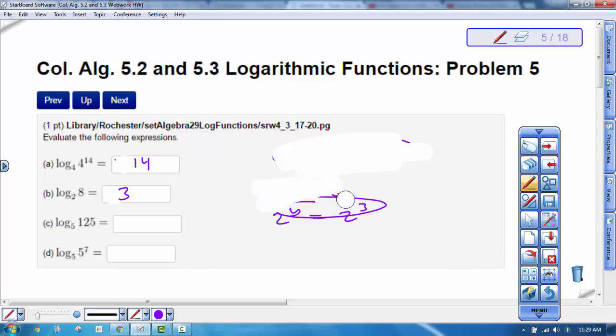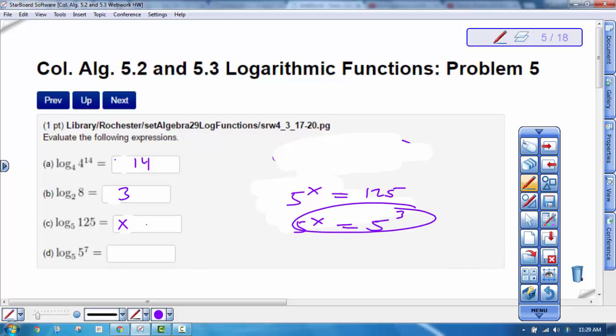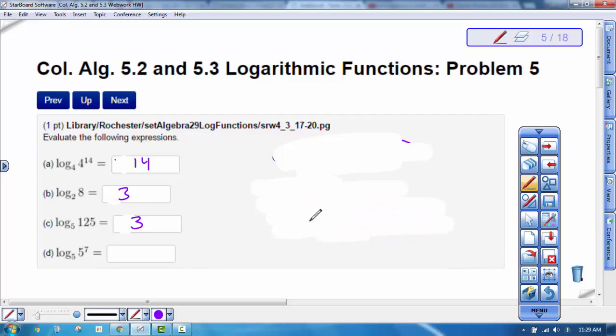All right, same thing for the next one. Call it equal to something like z. It doesn't matter, or x, whatever variable you want to use. You have 5 to the x equals 125 in exponential form, but 125 is just 5 cubed, so x is 3. And then the same thing for the next one. Call this equal to something like x, you have 5 to the x equals 5 to the 7th, so x equals 7.